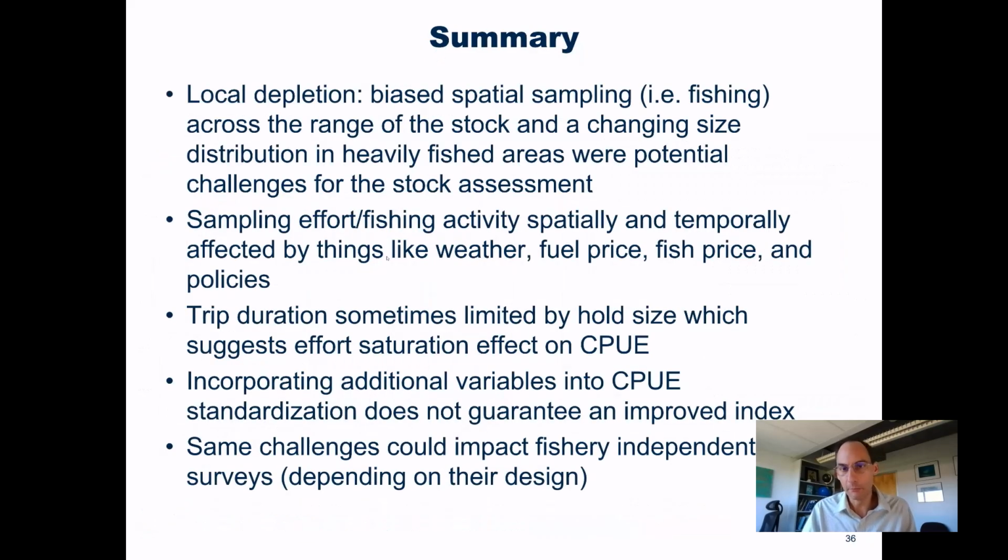So in summary, for this simulation exercise, local depletion was the major problem, causing biased spatial sampling. So essentially biased fishing, where fishers were not fishing across the entire range of the stock. And so you saw changes in population demographics in some areas where high depletion was occurring, and a very different set of population demographics in other parts of the stock area where less depletion was occurring.